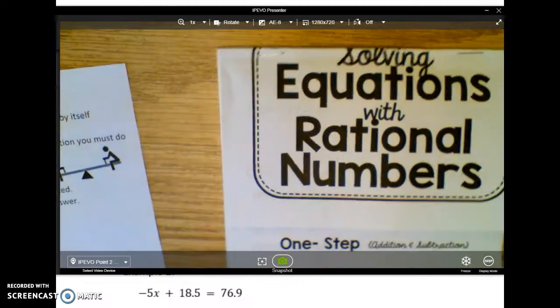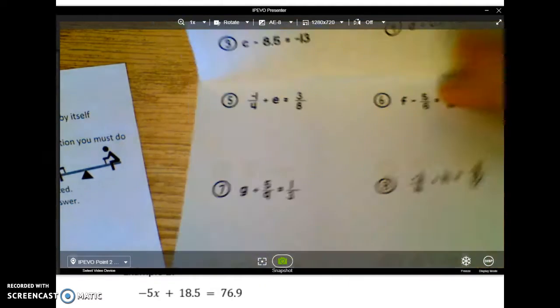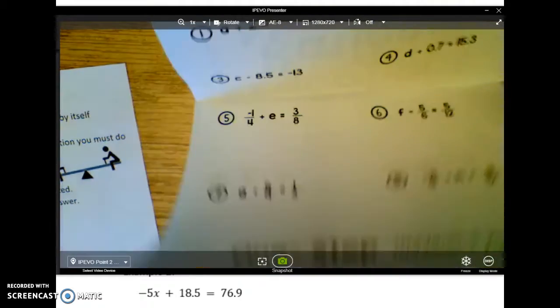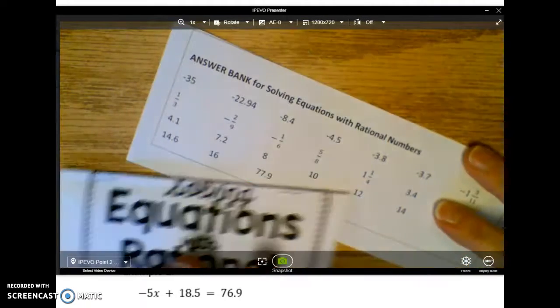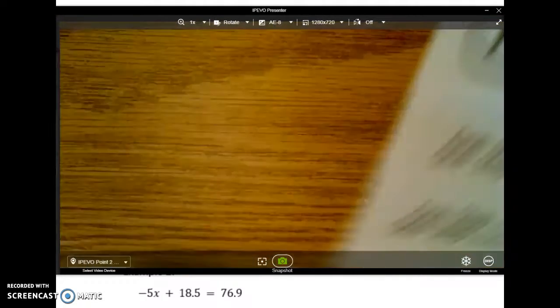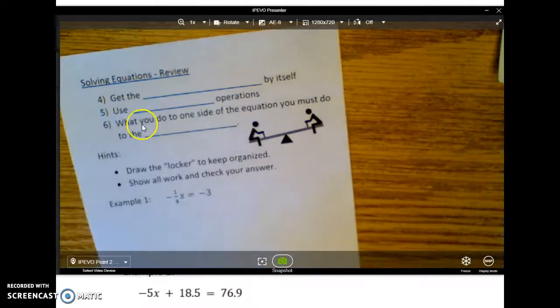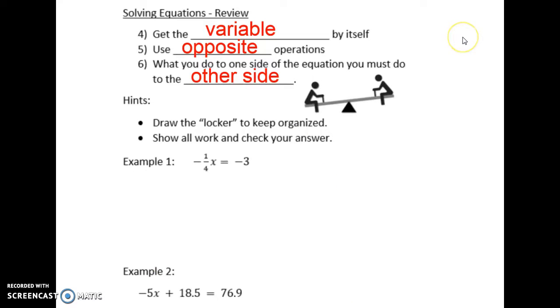You will also need this foldable note sheet, which is in the bin next to it, and this has a lot of examples that you're going to go down through and practice. You'll also need this answer bank that goes along with these practice questions that you're going to do. So we'll talk about this in a little bit. First thing we're going to do today is take a look at filling in the note sheet.